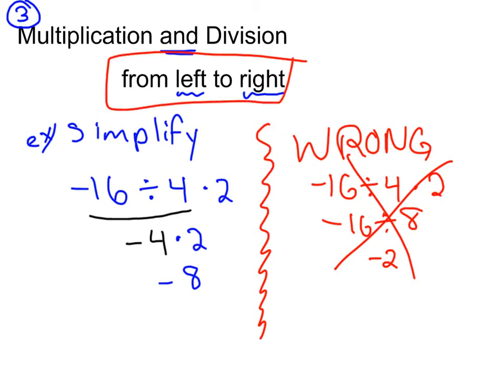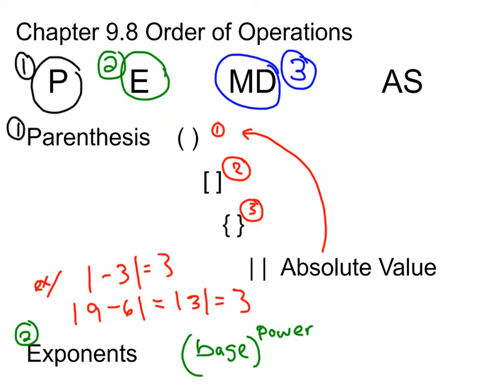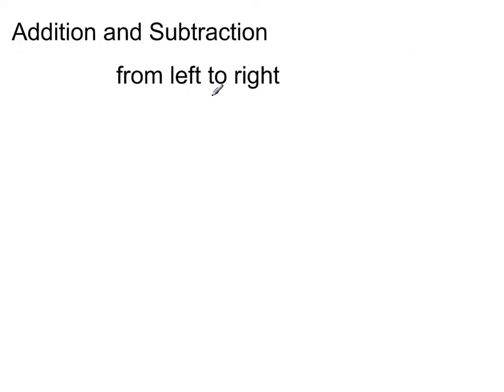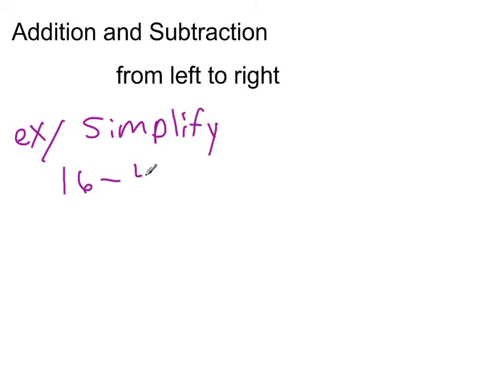Okay? Now, the last thing we have for our order of operations is addition and subtraction. Same deal as multiplication and division. It's addition and subtraction from left to right. So let's go ahead and see an example where they say simplify. And we're given something nice, let's say 16 minus 4 plus 2. All right, so from left to right, starting from the left, we have 16 minus 4, which gets us 12, plus the 2, which 12 plus 2 is 14.